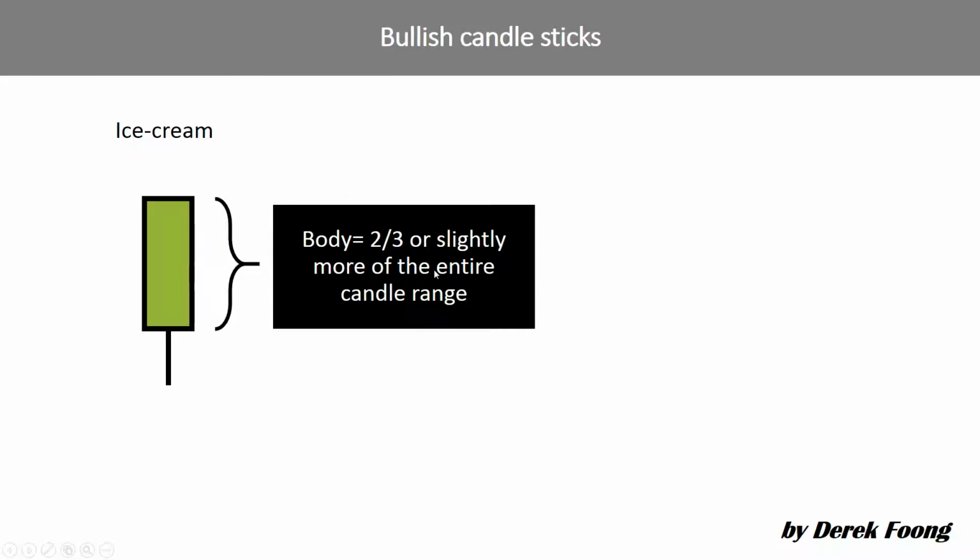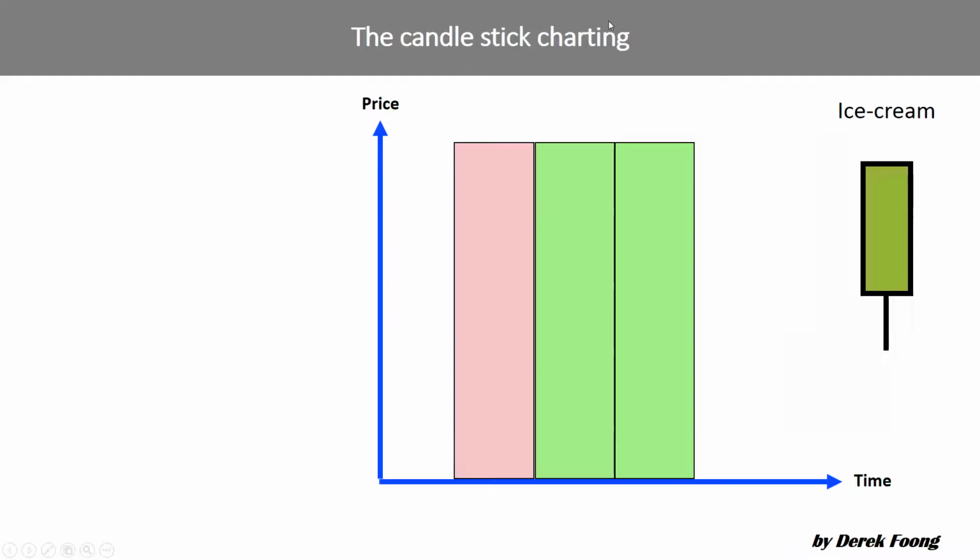Okay, let's say the ice cream bar. To qualify this as an ice cream bar, the body has to be 2/3 of the entire range of the candle, so around 66% of the entire candle range. Of course, when we call this an ice cream bar, it resembles exactly an ice cream bar.